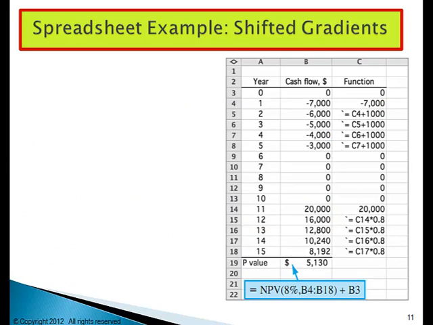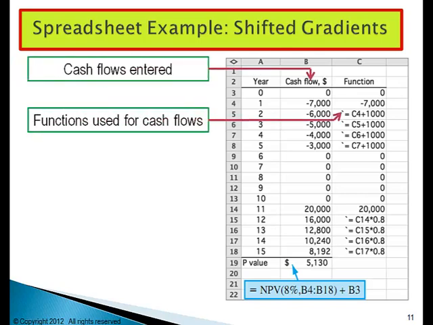Here's the spreadsheet. It shows the years, it shows the cash flows of the entire sequence. Note that the 0 entries in years 6 through 10, when the investments will be accumulating monetary value, have been entered to be sure that the time dimensions are taken into account in a correct fashion by the spreadsheet functions. The functions are listed in column C, so here you see the decreasing arithmetic and here the decreasing geometric gradient functions.